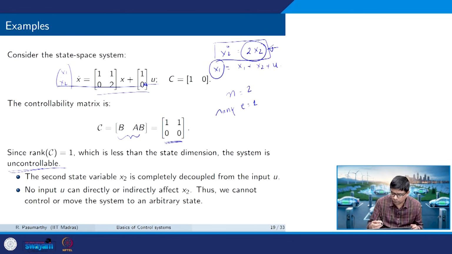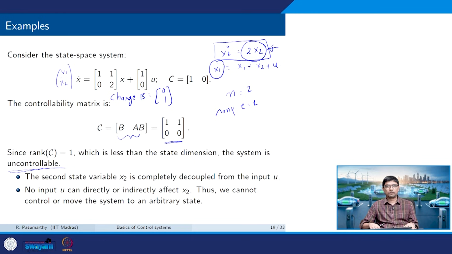Okay, a little exercise you can do here. Change the B matrix to 0, 1 and check for controllability. And if it is controllable, ask yourself what magic has happened to make it controllable. Okay, and if it is not, then say, okay, what really changes, right? Is now x2 controllable, what happens to x1?